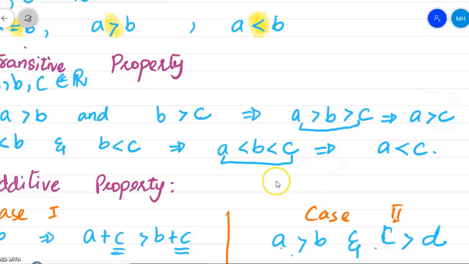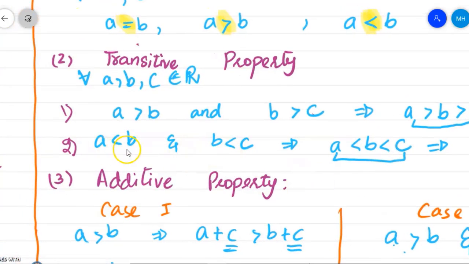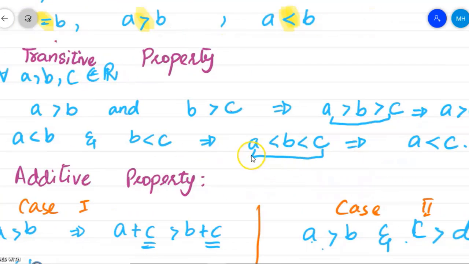On similar steps, we can do A is less than B and B is less than C. If we are going to make a connection between them, A is less than B and B is also less than C. So the connection between the first and third element is A less than C. It means we have ignored the part B.